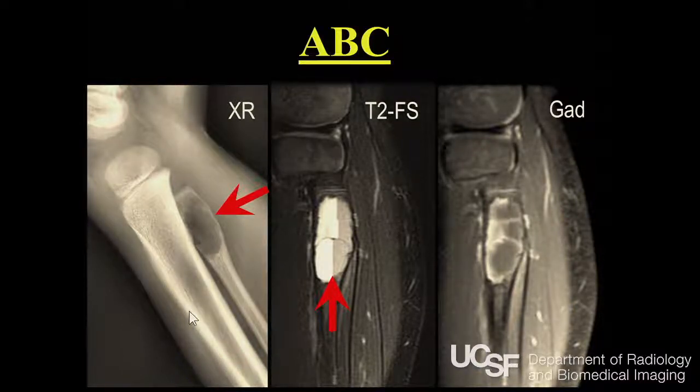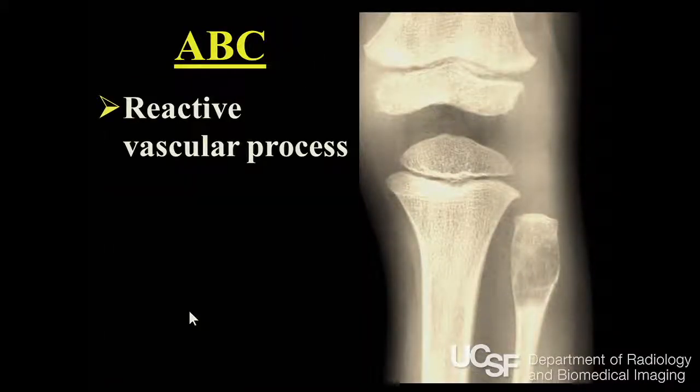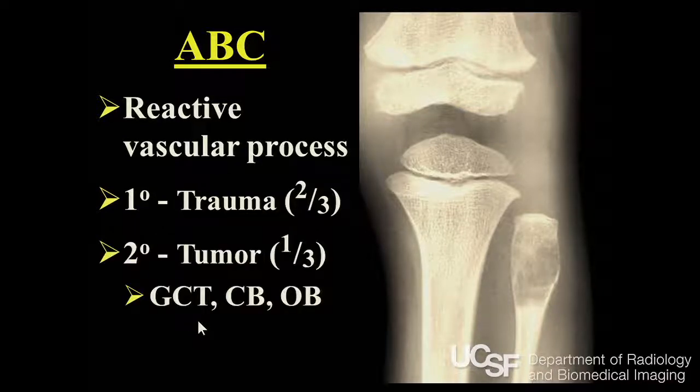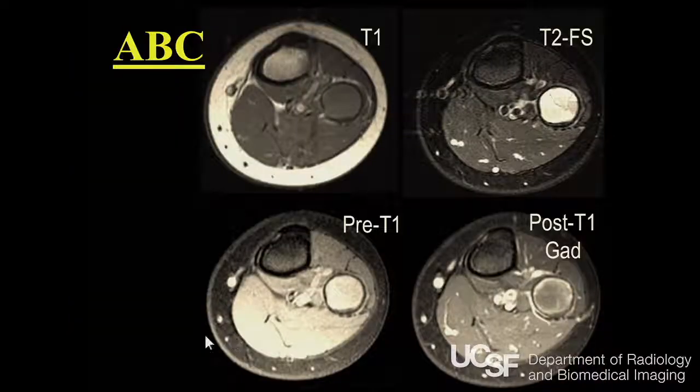This is an aneurysmal bone cyst. ABCs are considered reactive vascular processes that may be associated with prior trauma or with certain types of tumor that we've discussed. Aneurysmal bone cysts are, as the name would imply, aneurysmal or expansile, and there's a rim of intact cortex or periosteum. They do have well-defined margins.